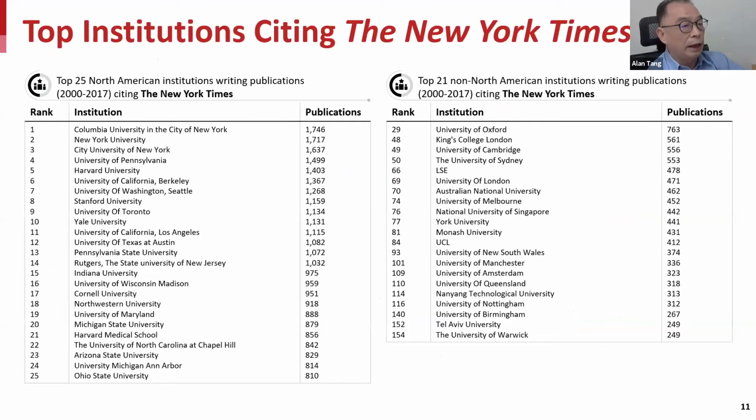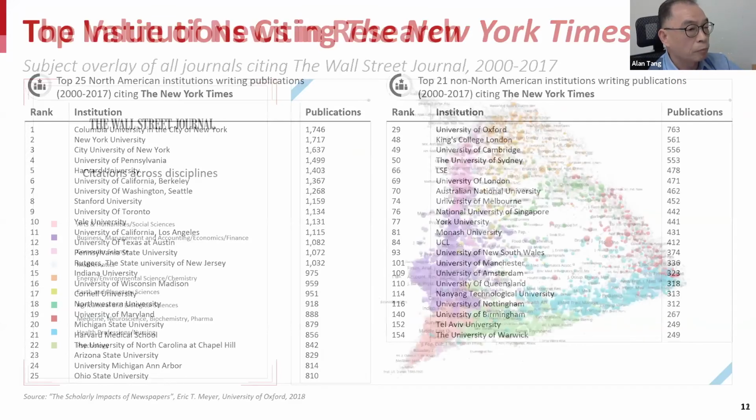And this is the list of the top institutes citing the New York Times. Okay. On the left-hand side is the institution in America, North America, and also the right-hand side is the other part of the world. That means non-North America institution. Okay.